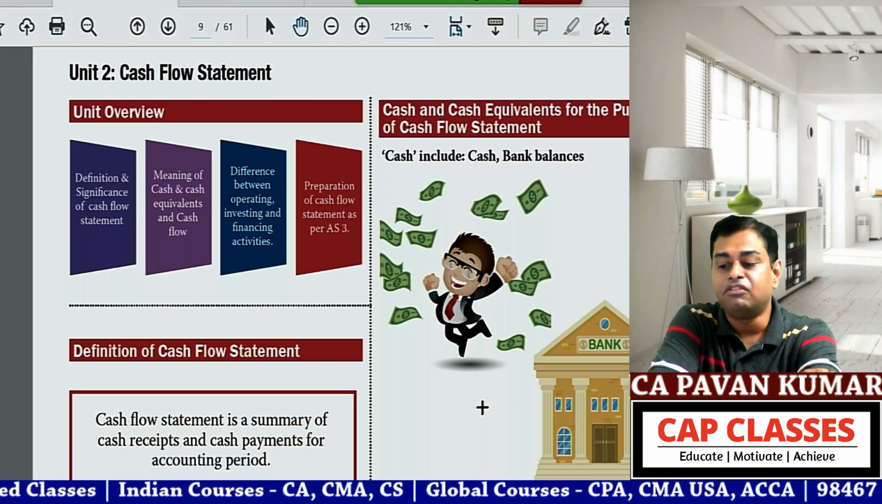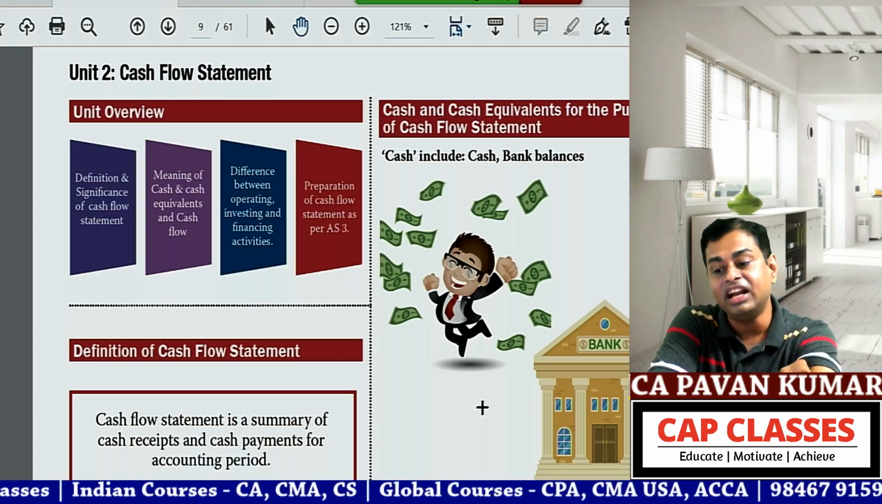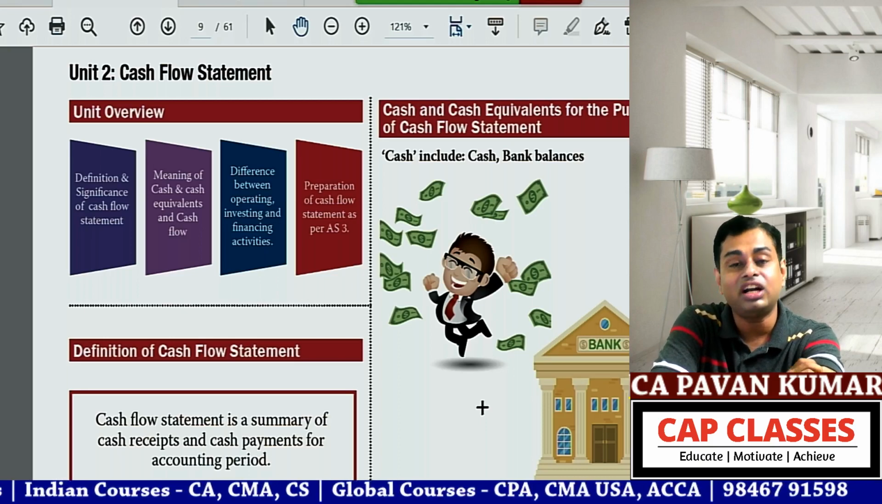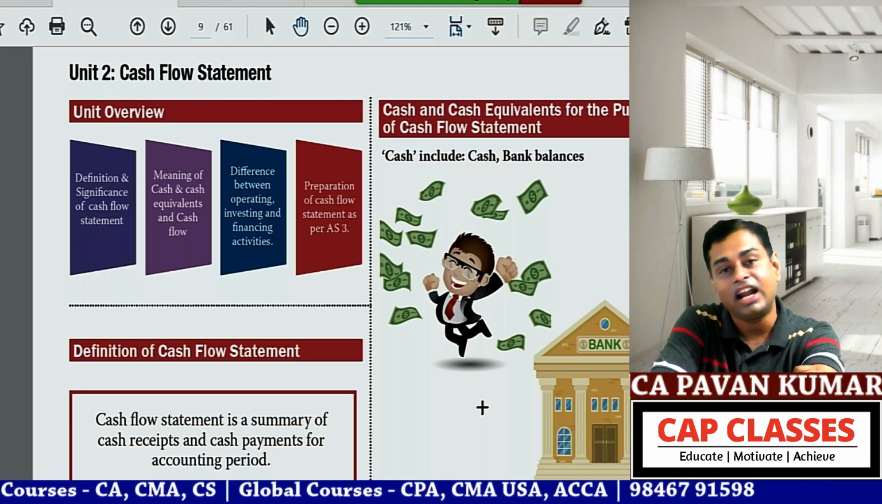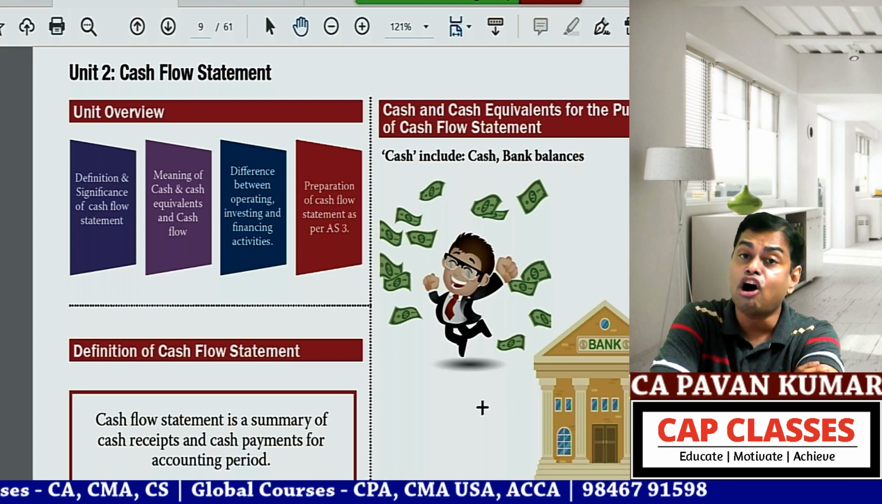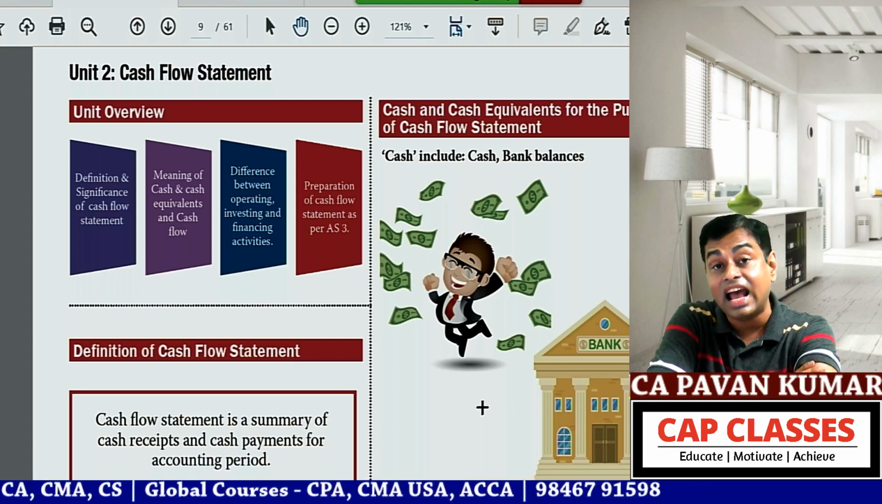Interesting, no? Pavan sir, but in my whole life I thought P&L is the first important thing, the second important thing is balance sheet, the third important thing is cash flow. No, cash flow is first, balance sheet is second, P&L is third, in the order of priority for financial analysis.